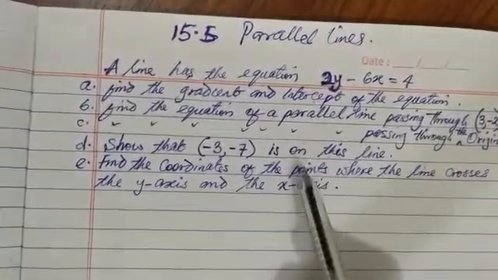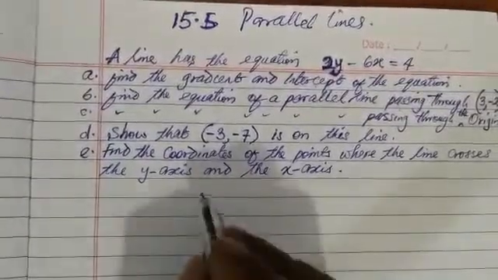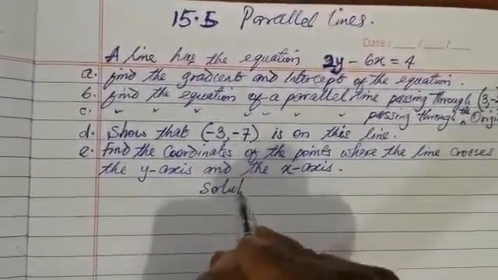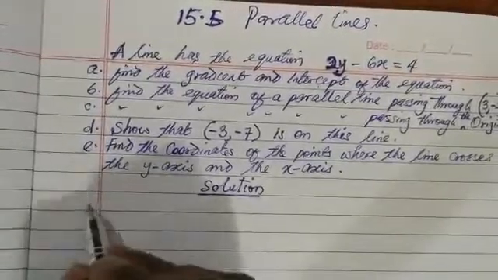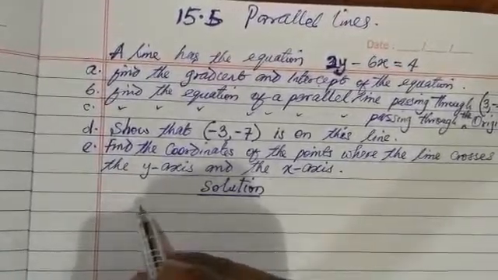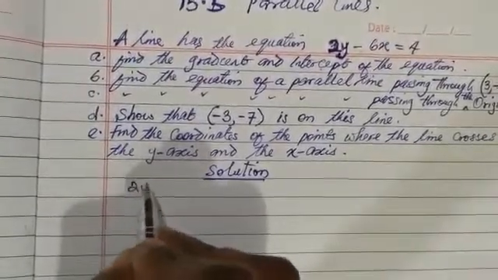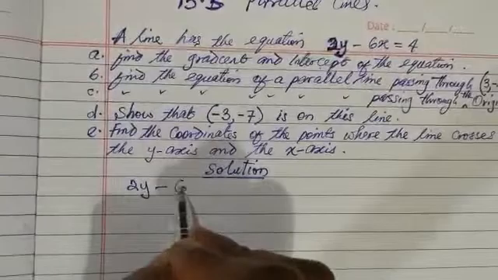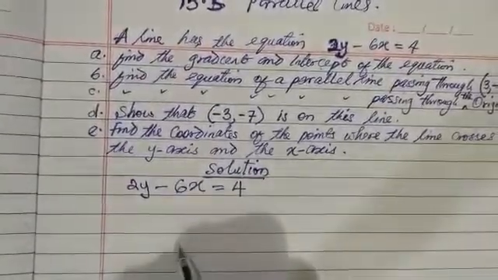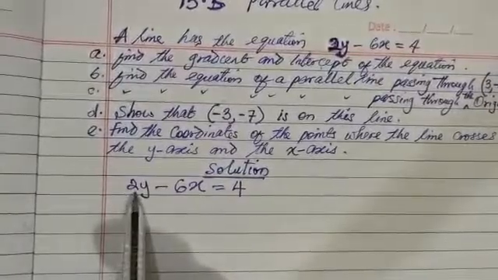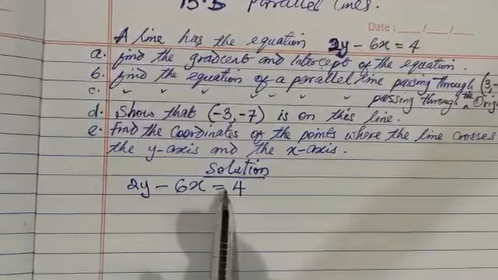So after solving this, you'll be able to solve your worksheet. Okay, let's take them one after the other. The first one, A. The equation of the line is 2y minus 6x equals 4. This is the equation of the line.